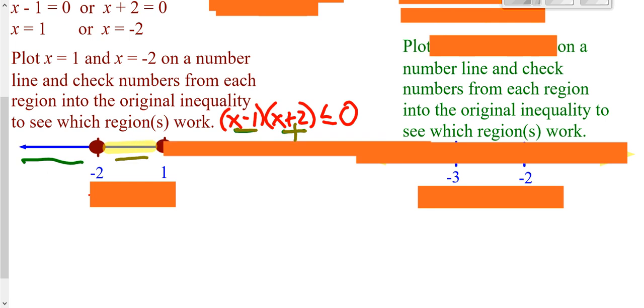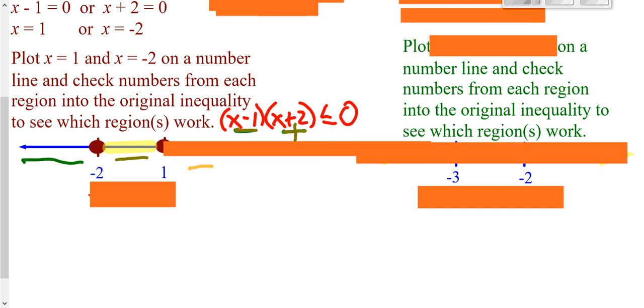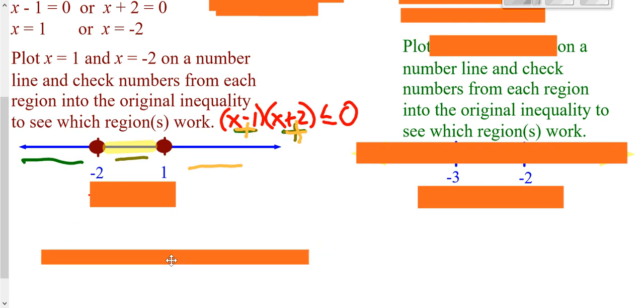Then I'm going to go ahead and try a number to the right over here. I could try like 2 or 3 or even 10 billion because I've got to just try something greater than 1. So if I tried 2, 2 minus 1 is positive. 2 plus 2 is also positive. And a positive times a positive is a positive, but I'm looking for something less than 0, so a positive is not less than 0, so it's not going to work, so I don't shade over there.